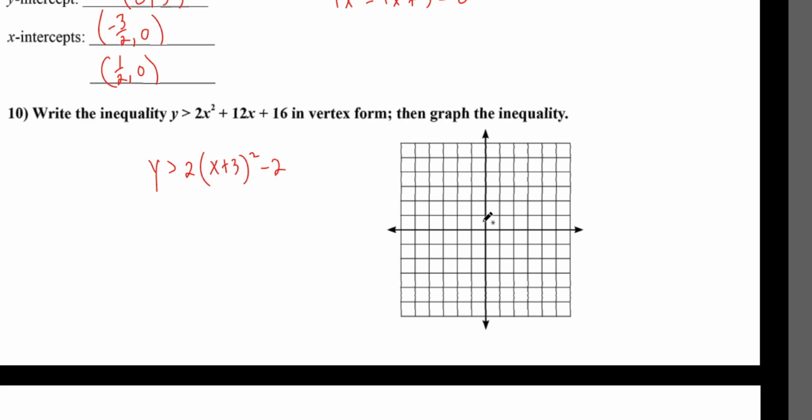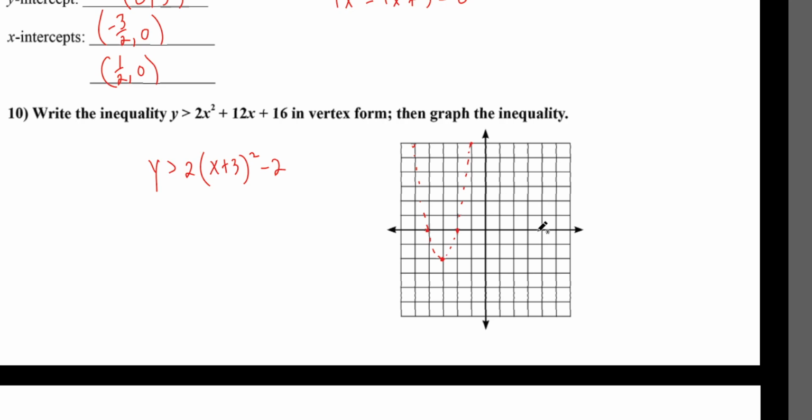So what do we got? Negative 3, negative 2. Right there is my vertex. Instead of going over 1 up 1, it's going to go over 1 up 2, because it's 1 squared times 2, right? So it's going to look like that. And if you go over 2, instead of going up 4, it's going to go all the way to 8. I don't know how many lines we have on here, but let's say that's 8. It goes up there, up here, like this. And now it's not going to be a solid line because it just says greater than. It doesn't say or equal to. So it's going to be like this.